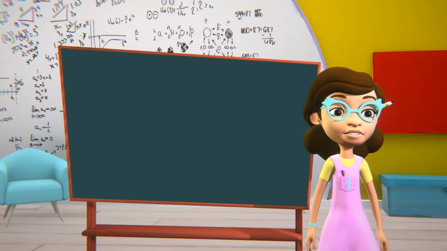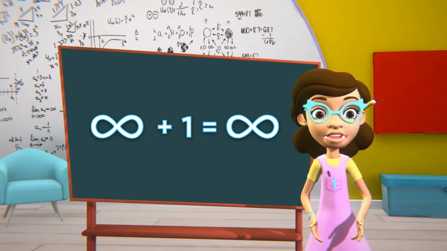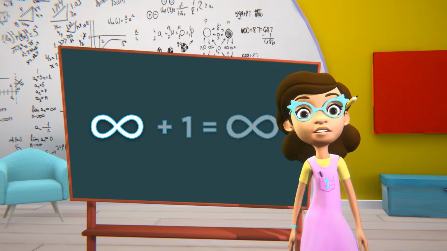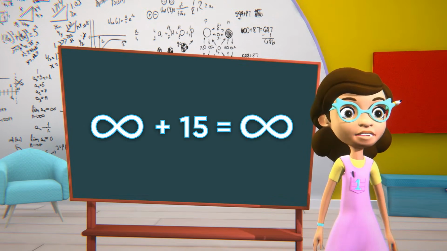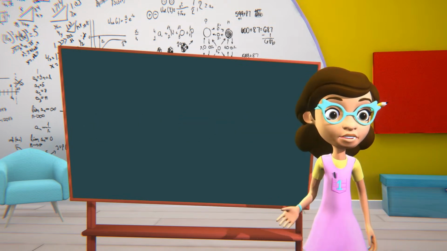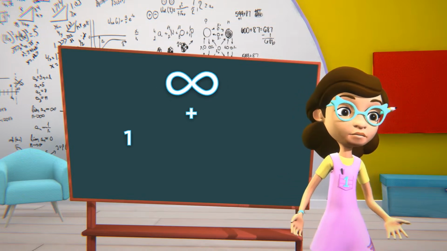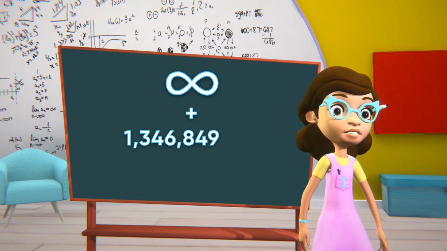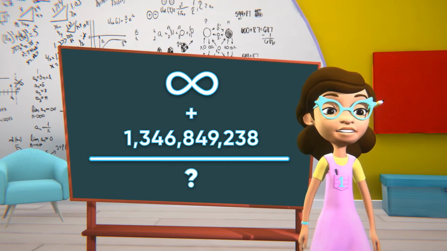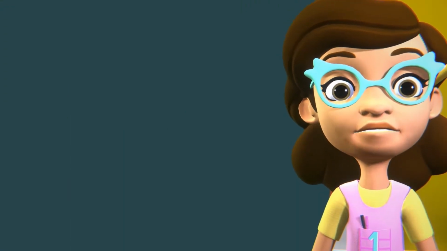Here's a tricky question. Do you know what infinity plus 1 is? It's infinity. What about this one? What is infinity plus 15? It's infinity. Okay. Now here's a really tricky one. Are you ready for this one? What is infinity plus 1,346,849,238? It's infinity. Okay, infinity math is pretty fun.